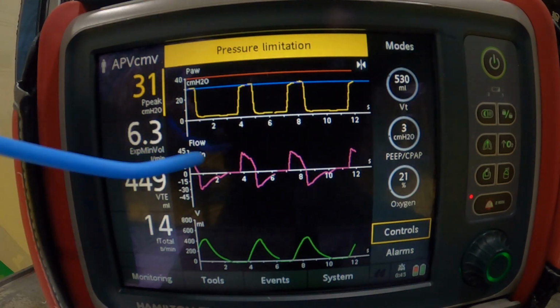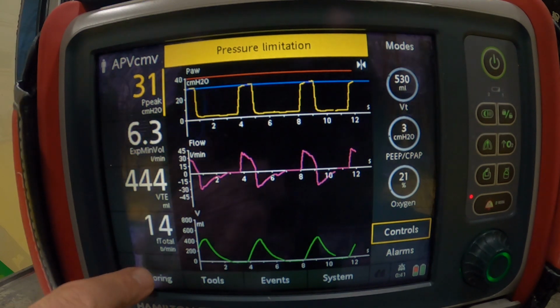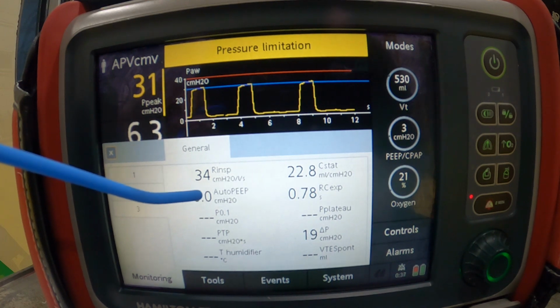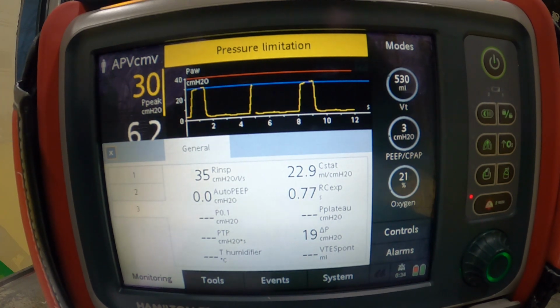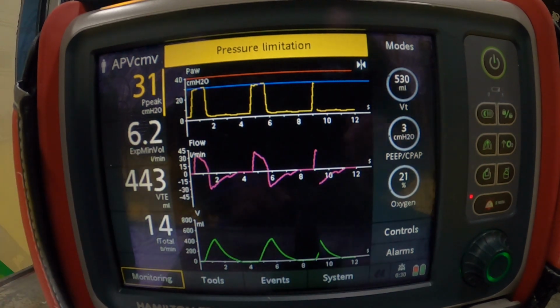The other way that you could tell if you were not comfortable reading this flow waveform would be to go into your monitoring, go to page 3, and look at your auto PEEP. That auto PEEP will tell you if you're trapping air or not. And that's all I have for obstructive. Thanks.